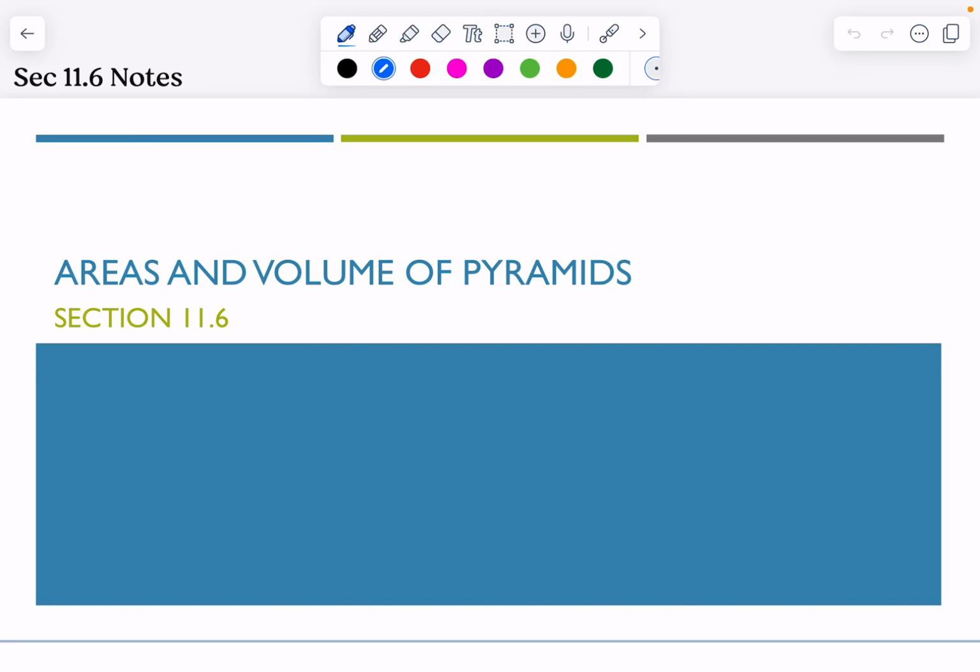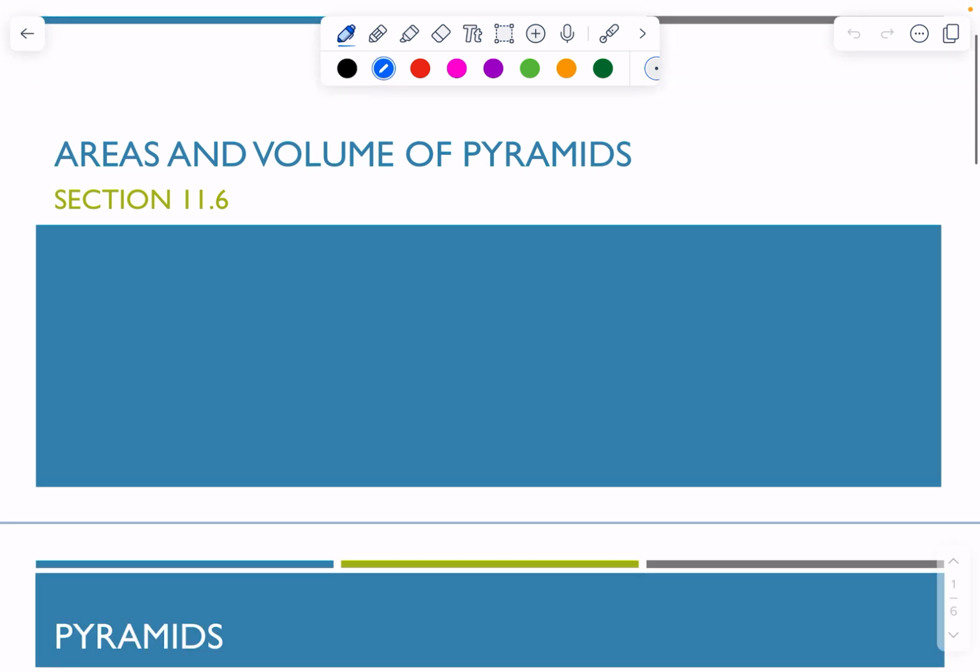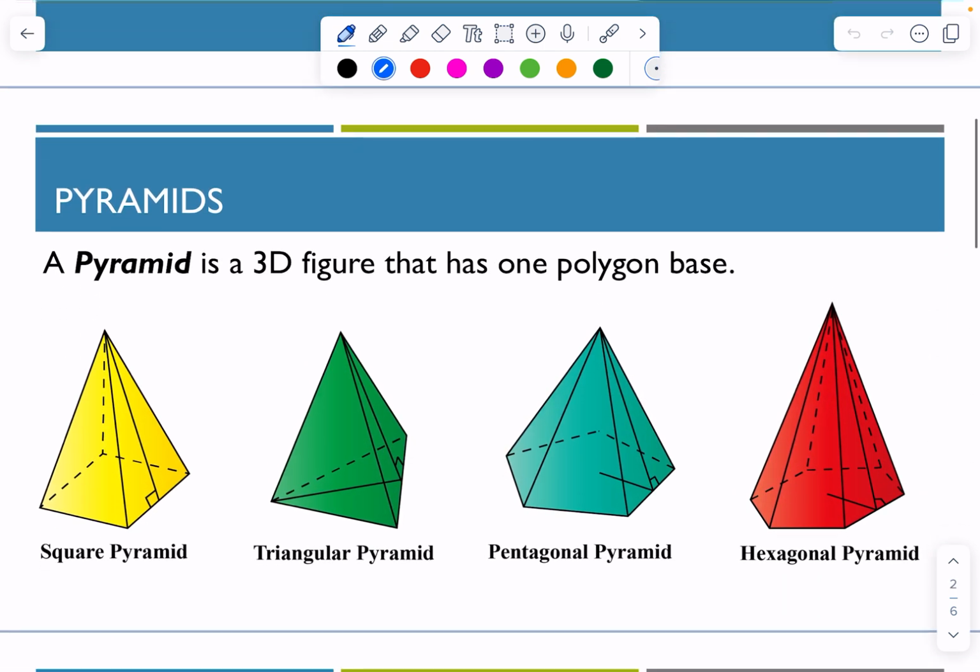Continuing on in chapter 11 today. Today we are going to talk about surface area, lateral area, and volume of pyramids. All right, what is a pyramid?